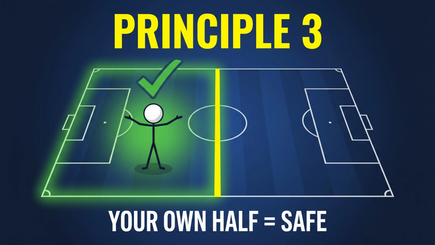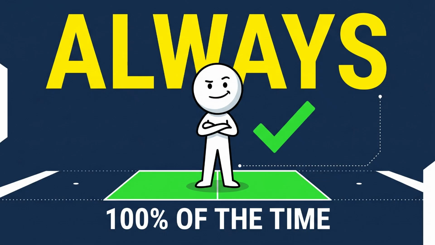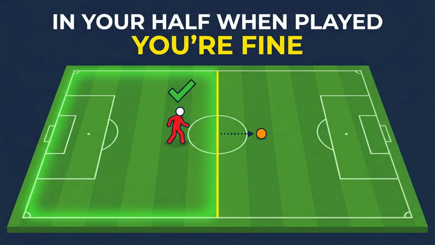Principle 3. You cannot be offside in your own half. Stand in your own half, you're onside. Always, no exceptions. You could be 40 yards behind the entire opposition team. If you're in your own half when the ball is played, you're fine.